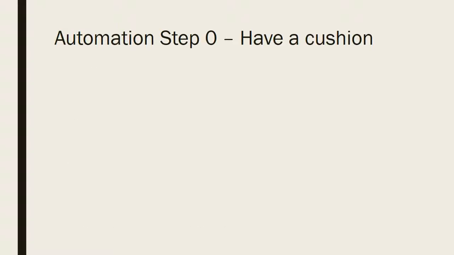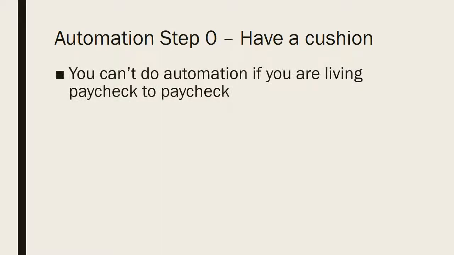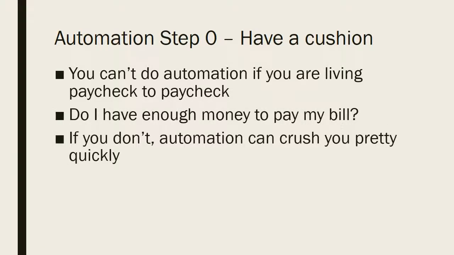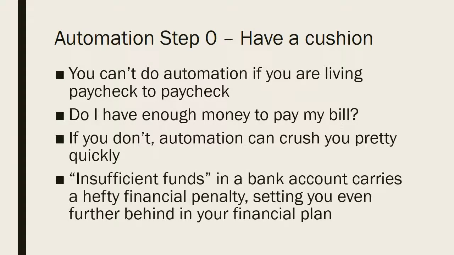So what I like to call step 0 is that you need to have a cushion. You can't do automation if you're living paycheck to paycheck and you're asking yourself, do I have enough money to pay this bill? Automation will crush you. It will be a mess. Because what can happen is that you don't have enough to pay a certain bill. You try to draw on it anyway. You end up with insufficient funds. The bank penalizes you $20, $40, $60, whatever your insufficient funds penalty is. Maybe you get hit with 2, 3, 5 insufficient funds penalties, one after another. And that's just going to create more work for you and just create a huge headache.